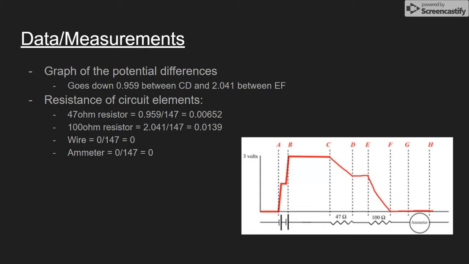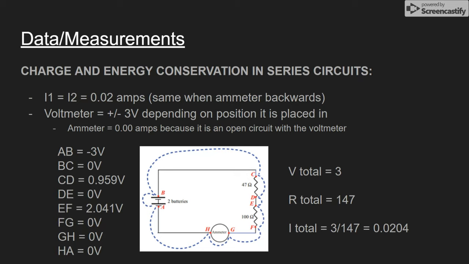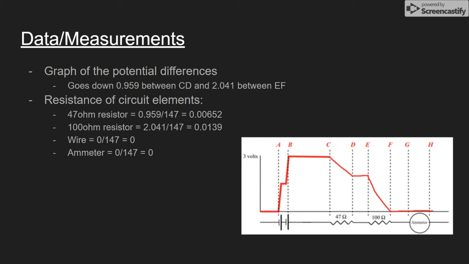Here's a graph of the potential differences. Between C and D, it goes down by 0.959, and between E and F, it goes down by 2.041, as seen in this slide, and then it goes down to 0. And for the resistance of several circuit elements, the 47 ohm resistor was 0.00652, the 100 ohm resistor was 0.0139, and both the wire and ammeter had a resistance of 0.